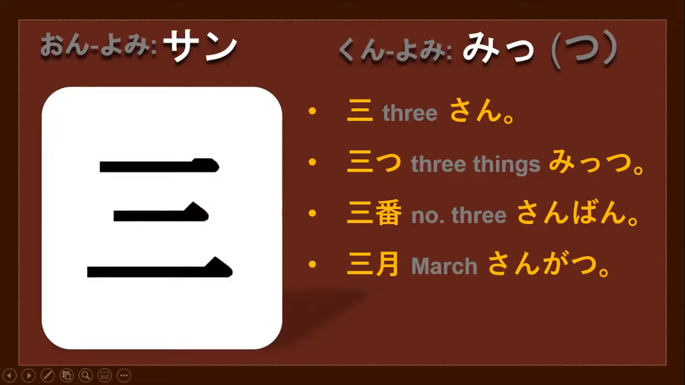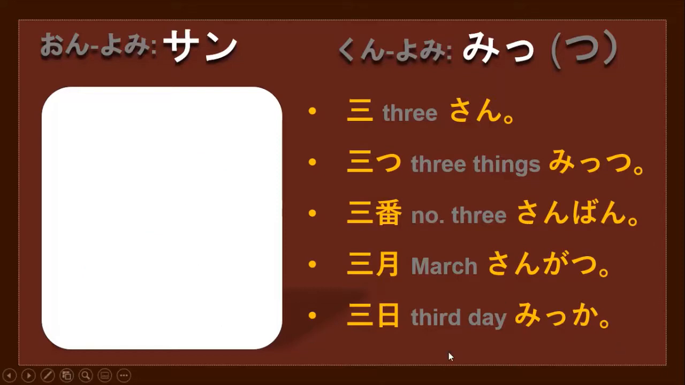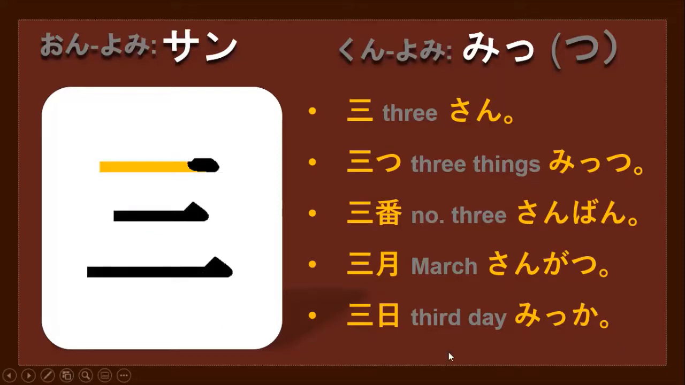Okay. The third day is 三日. So in the calendar, this is how we say. So first is tsuitachi, futsuka, and mikka. This is mikka. Okay.